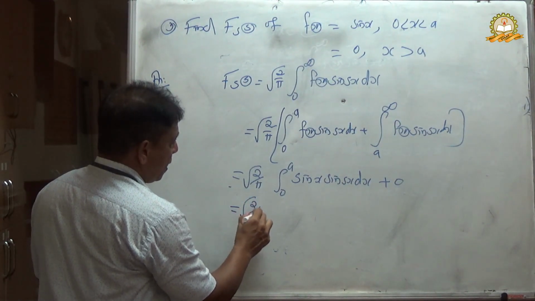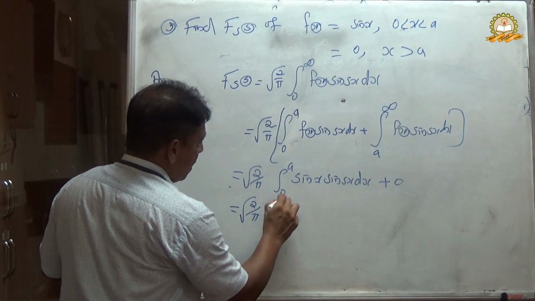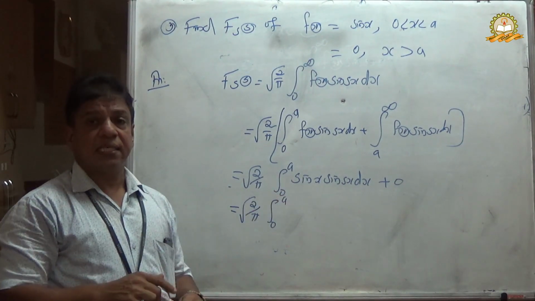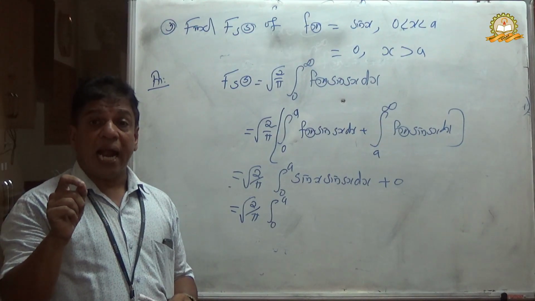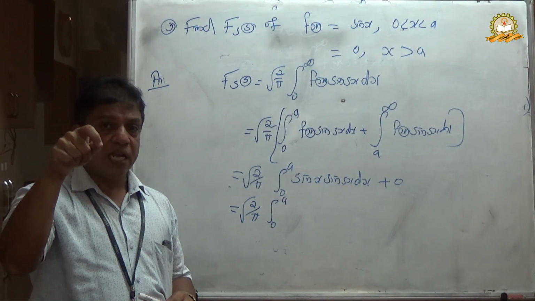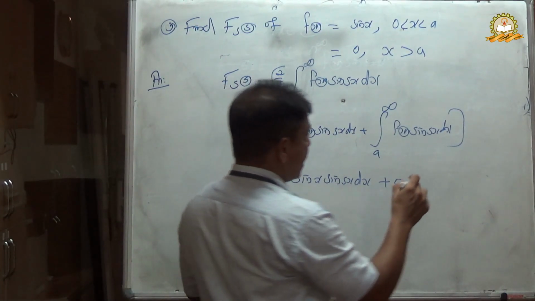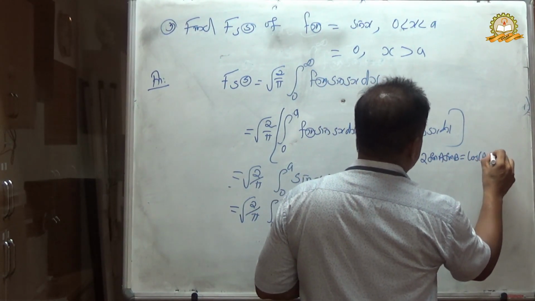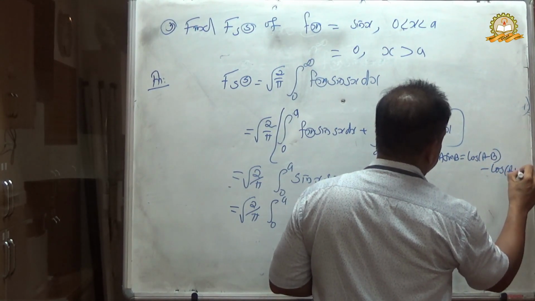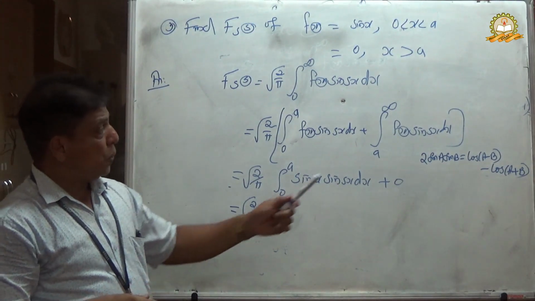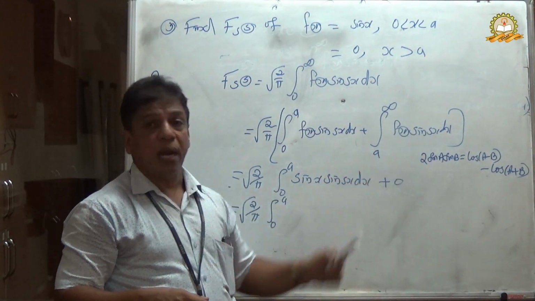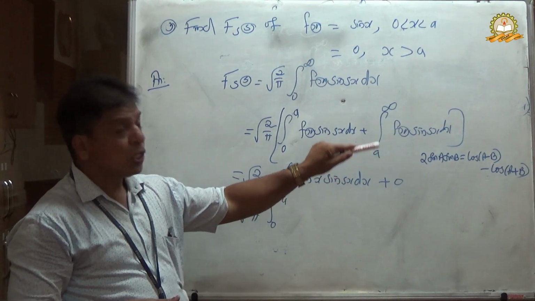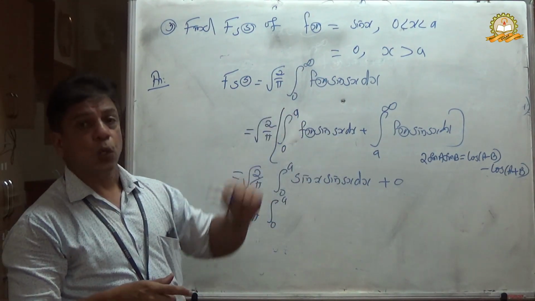Therefore, root of 2 by pi, 0 to a, here the function is sin x into sin sx. In this case, we apply a trigonometric identity which we already discussed at the plus one level. That identity says that 2 sin a sin b is equal to cos a minus b minus cos a plus b. At the plus two level, you studied this formula.